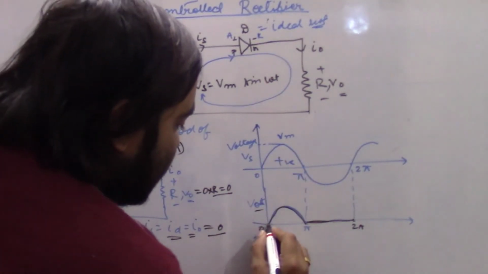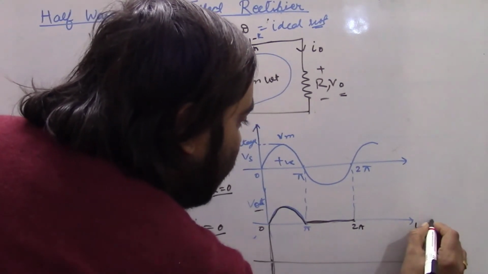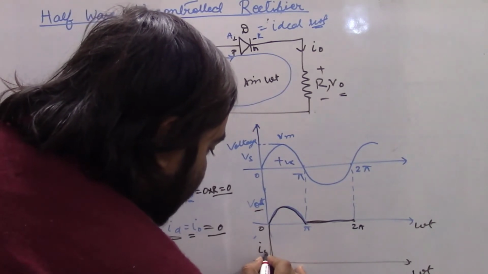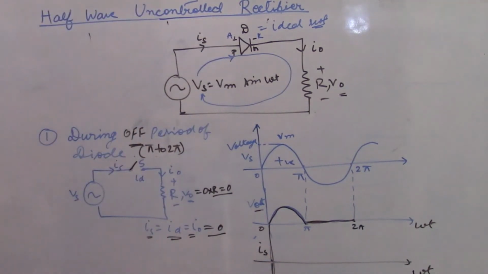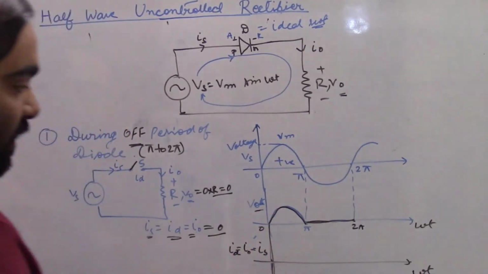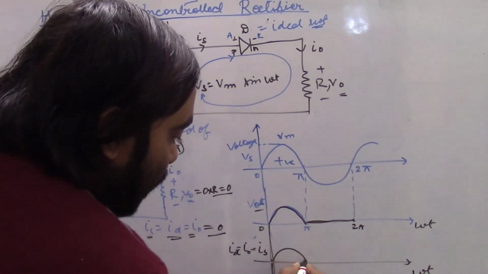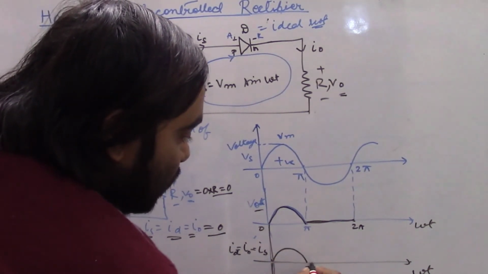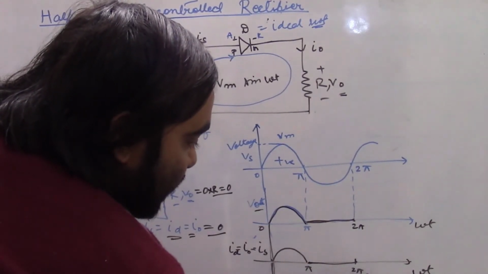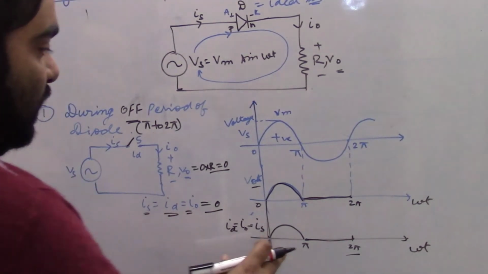Then these are the conditions, and we have to check the value of the current Is. Is is also equal to the load current and the diode current. The current will flow from 0 to pi, and from pi to 2 pi the current will not flow, meaning the value of the current for pi to 2 pi is equal to 0.